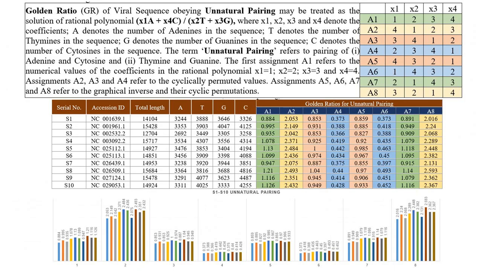The same exercise is repeated for unnatural pairing of nucleotides also. The golden ratio of a viral sequence obeying unnatural pairing is a solution to the rational polynomial (x1a + x4c) divided by (x2t + x3g). As usual, x1, x2, x3 and x4 are coefficients. Whatever features are exhibited by the 130 genomes while calculating GR values using natural pairing of nucleotides are also exhibited by the 130 genomes while calculating GR values using unnatural pairing of nucleotides.